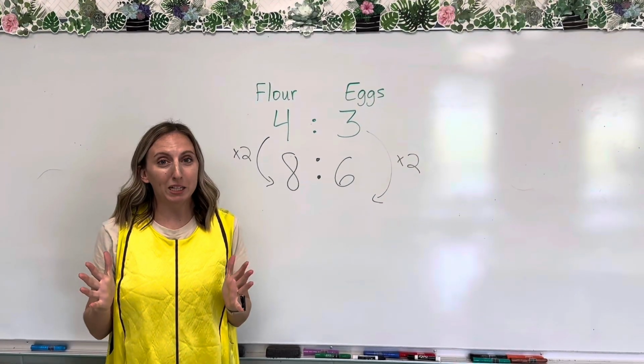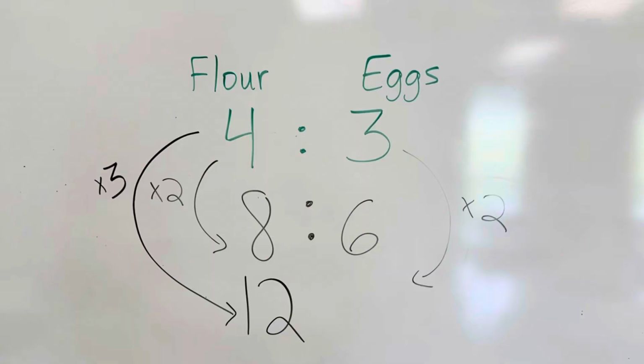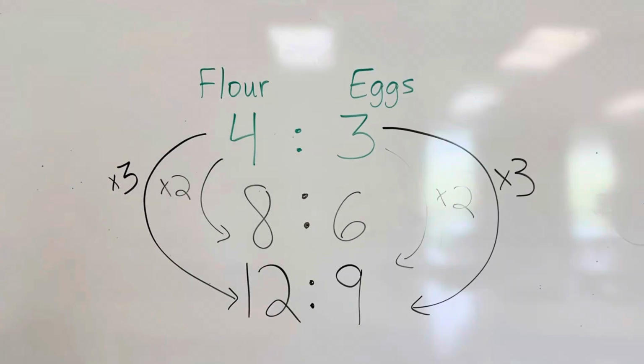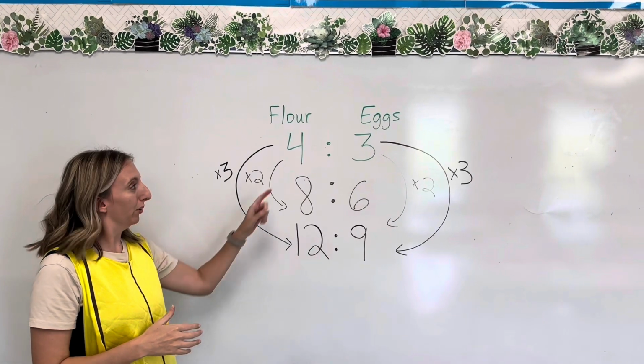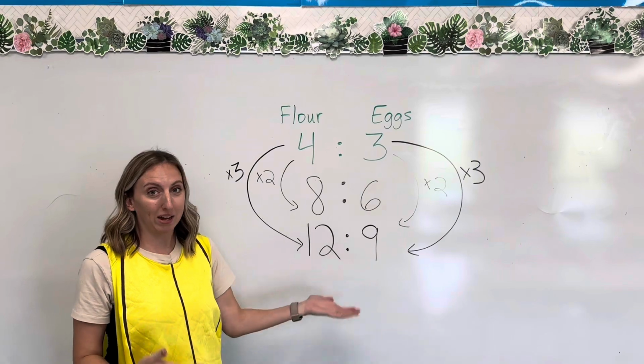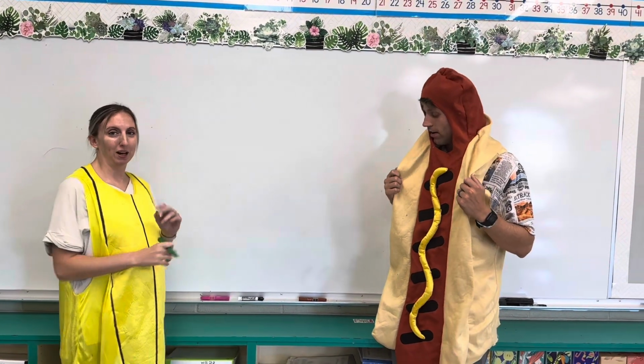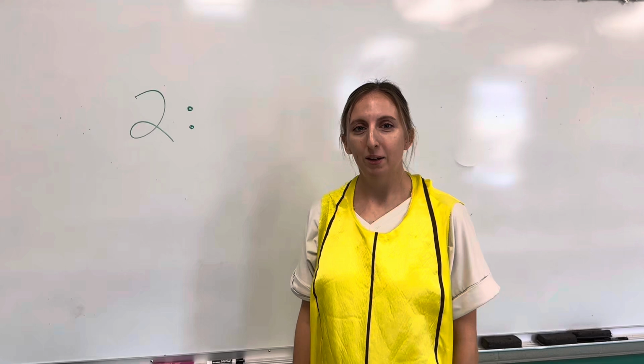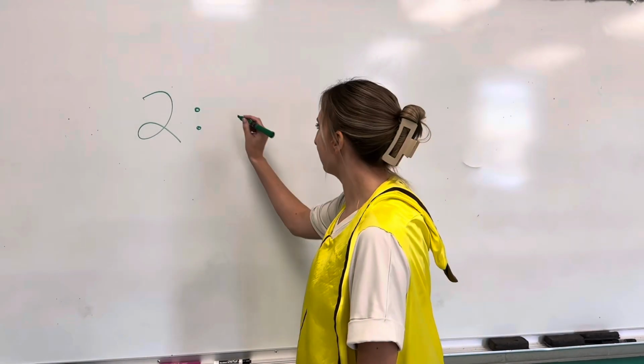But what if we needed to triple our recipe? So if we triple both our 4 and our 3, we'll get a ratio of 12-to-9, which has the same value as that 4-to-3. Now that you know how to make equivalent ratios, you try this one. On a hamburger, you'll have 2 buns for every 3 pickles.